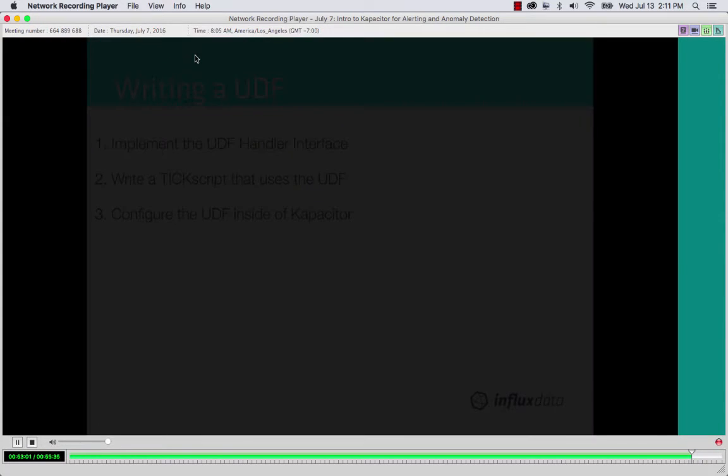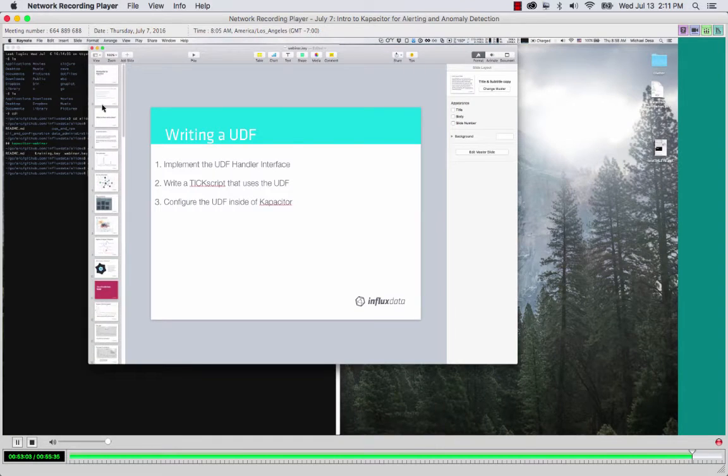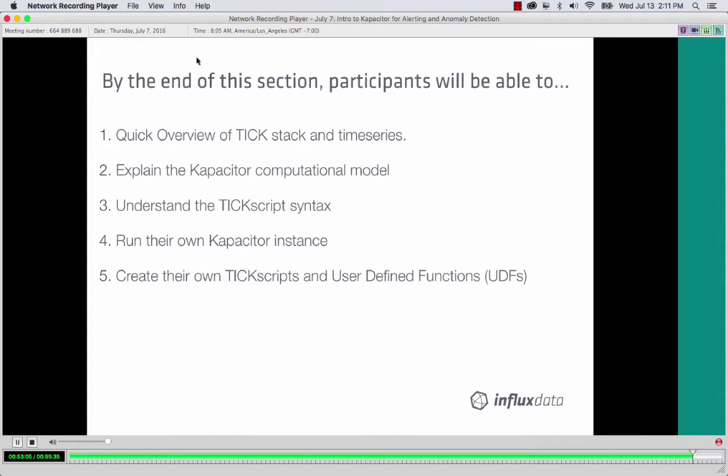To summarize what we went through again: we went over a quick overview of the TICK stack inside our time series. We explained the computation model of Kapacitor. We talked about TICKscript syntax, some of the things that you do, how to enable tasks, and how to run a Kapacitor instance. And finally, we got into writing your own UDFs with Kapacitor.